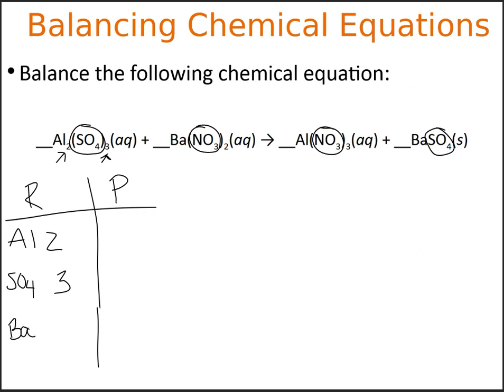Don't separate them. You don't have to. We have barium, and there's only 1. We have nitrate, and there's 2 of those. Again, because of the subscript.